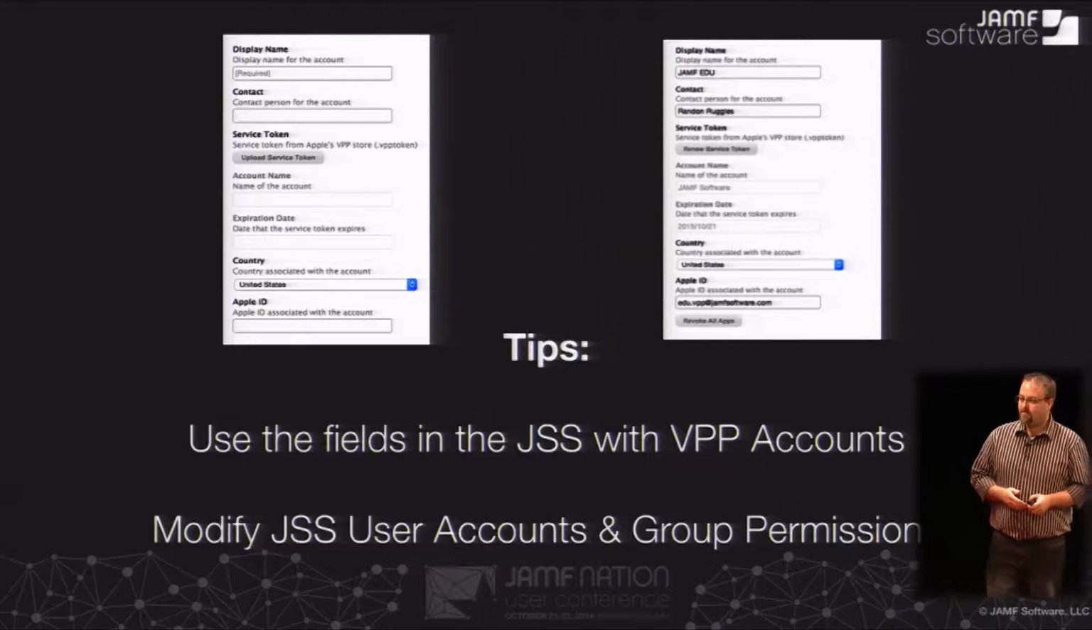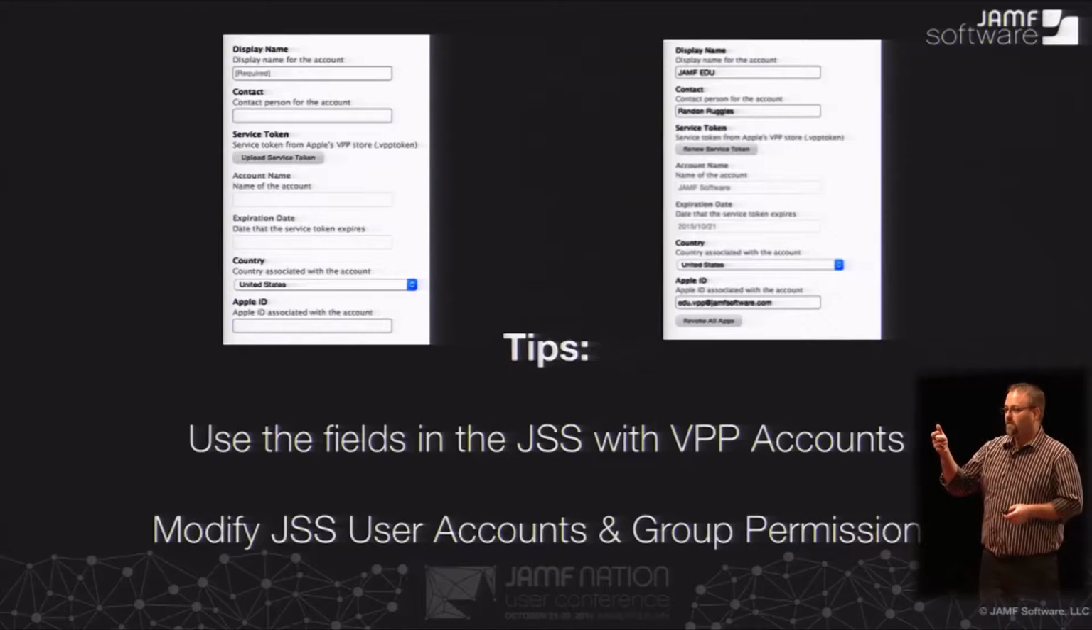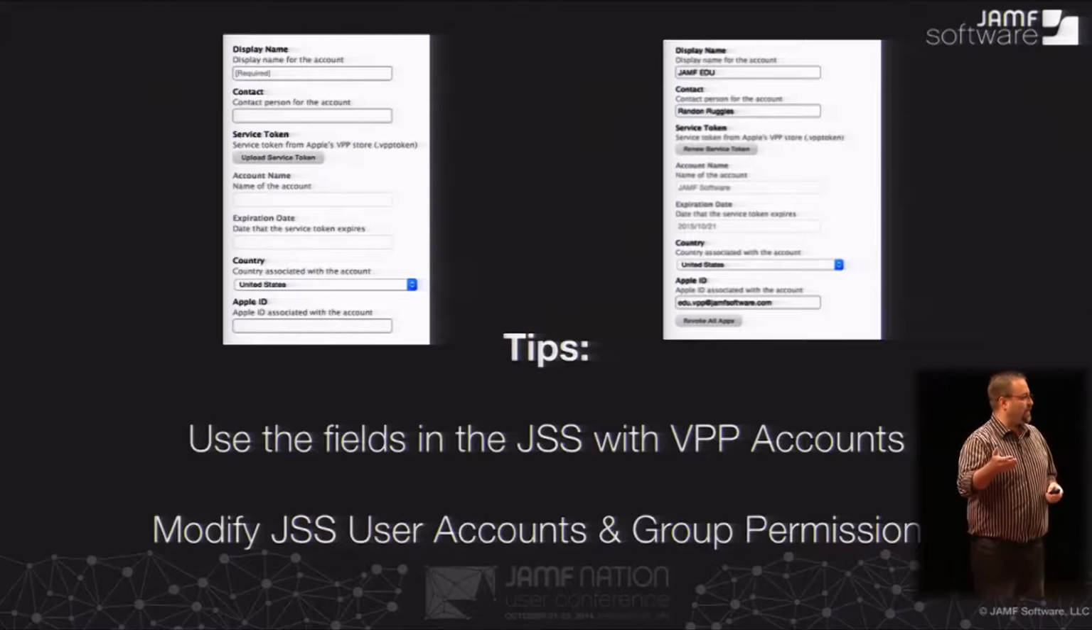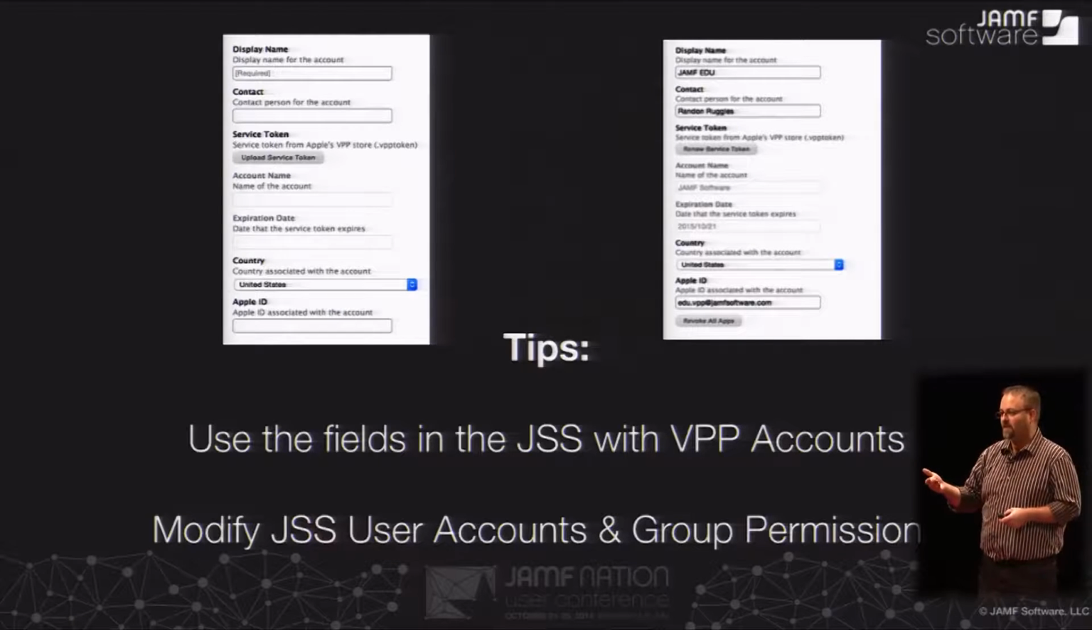So a few tips. When you upload that token to your JSS, there's a couple of fields that are left blank for you to put in there, like, who actually went out and got that token? What was the email address that you used to get that token? Because you've got to renew this in a year after you put it into your JSS.